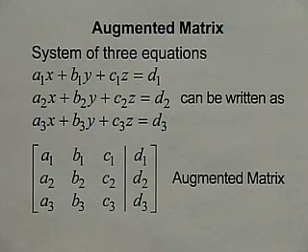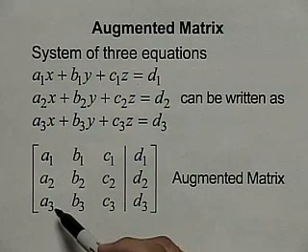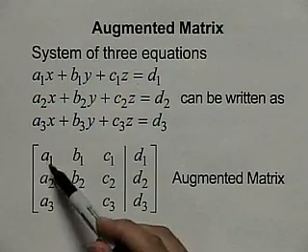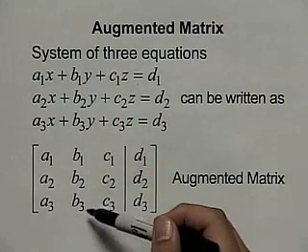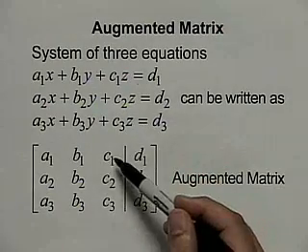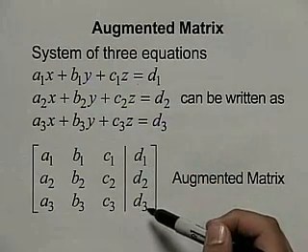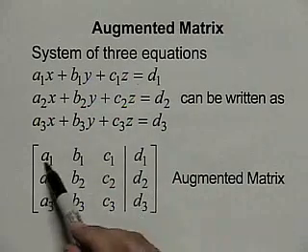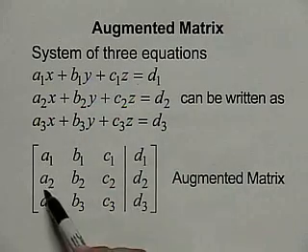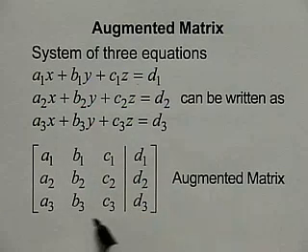Now, it's important that you keep the coefficients of all the variables in the correct place. The first column is the coefficients of the x's, so we put a1, a2, and a3. Then in the second column, we have the coefficients of the y, and the third column, the coefficients of the z. In the last column, we have the constants. It's important that the first equation goes across the top of the first row, the second equation, the second row, and then the third equation down the third row.